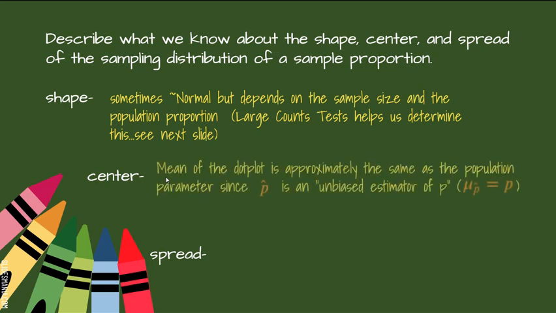The center is going to be our mean. The mean of the dot plot is approximately the same as the population parameter. P hat is an unbiased estimator of P. So you find the mean of all the sample proportions. And that is an unbiased estimator for the population proportion.